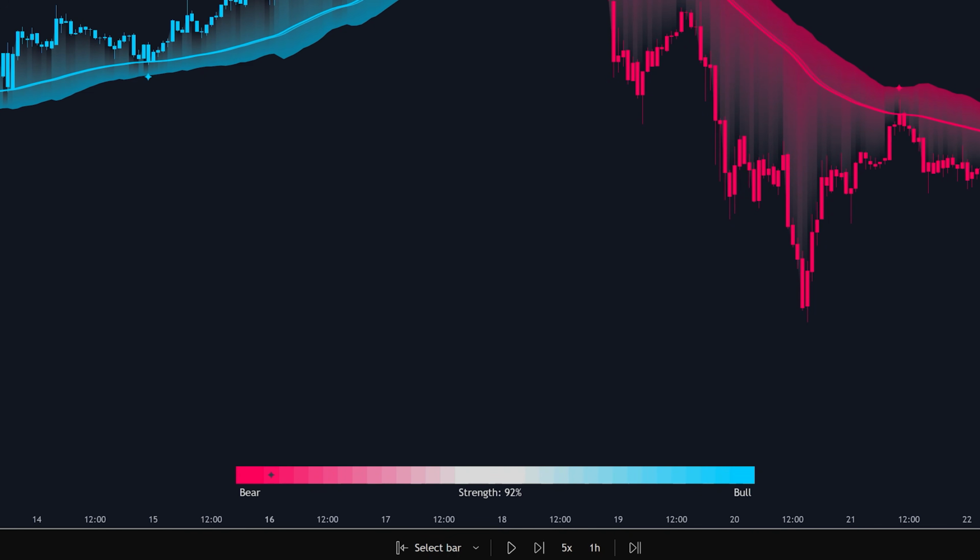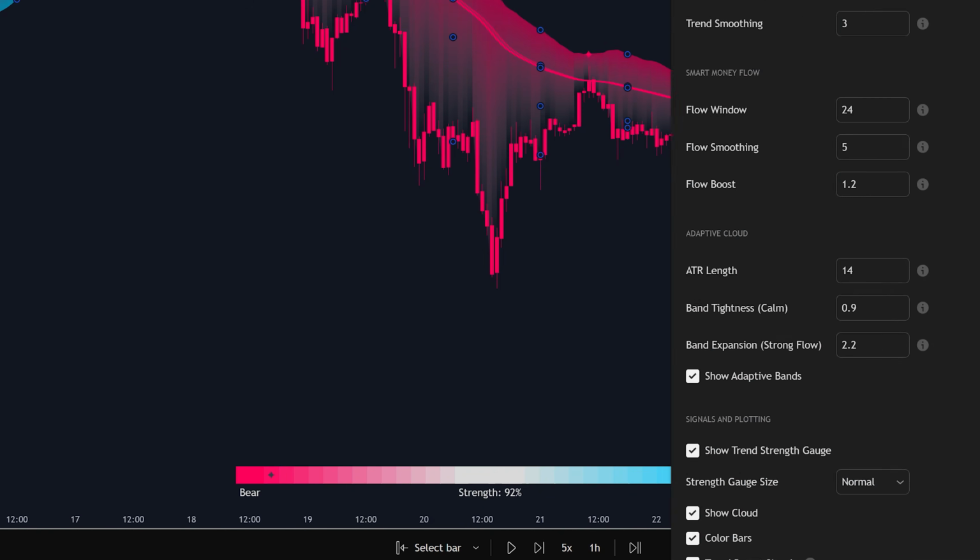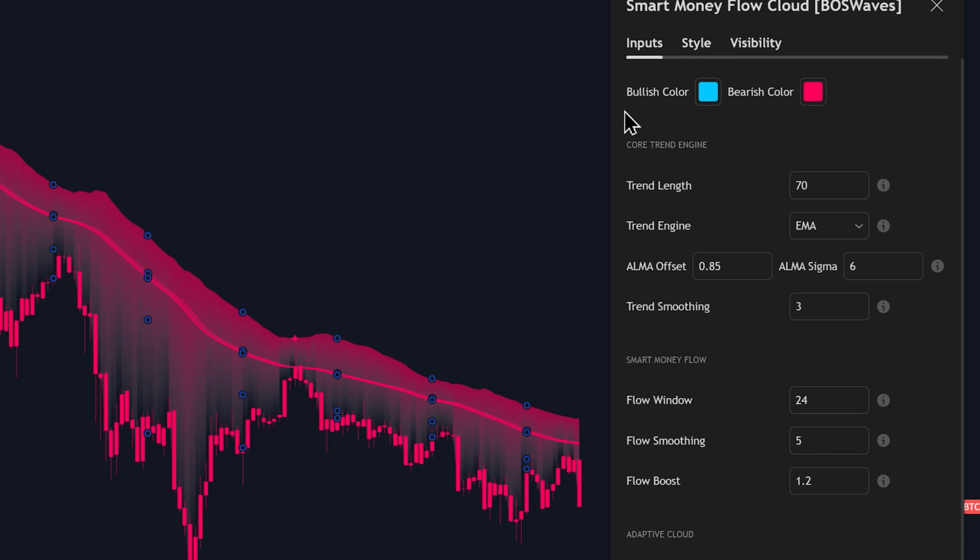Now let's go into the settings because you asked for a specific change. Open the indicator settings, go to Inputs, and find the length setting. For this video, we're changing length to 150.